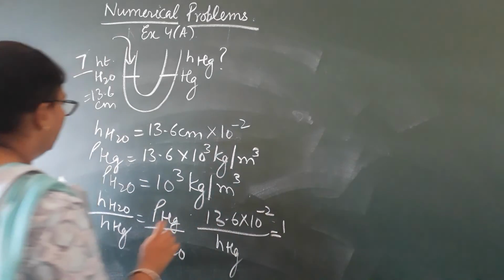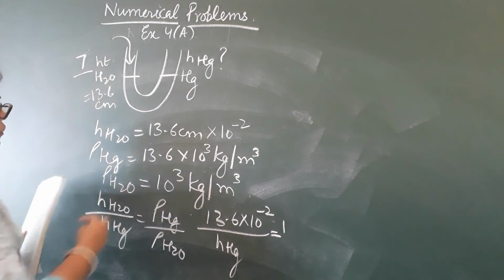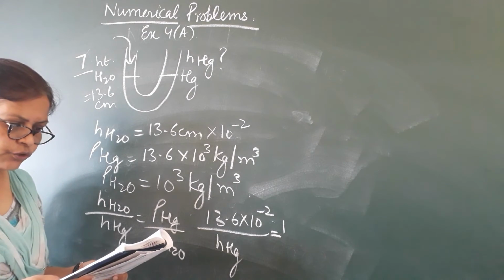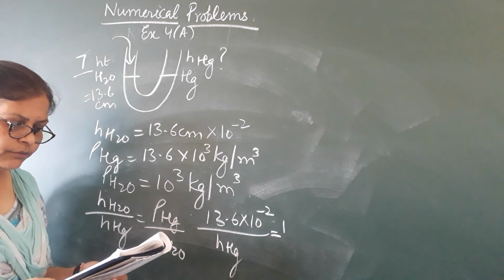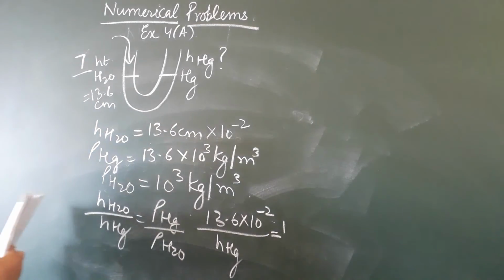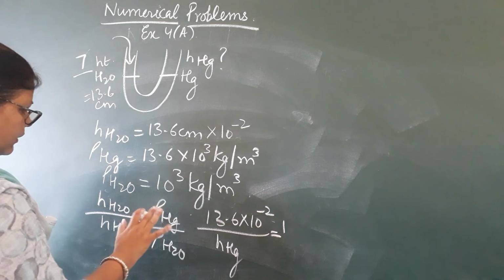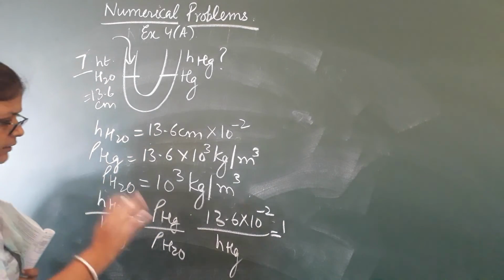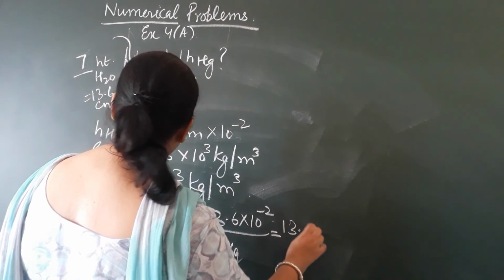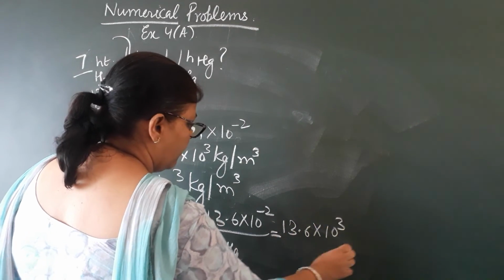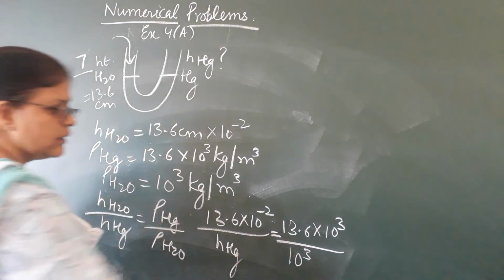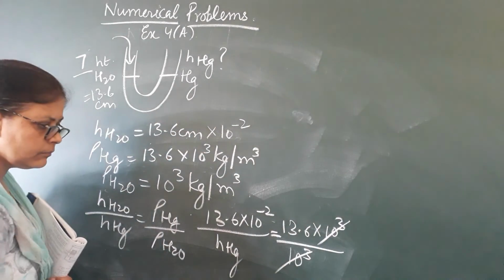I'm sorry, I think I made a mistake. Just a minute, let me cross check the 7th question. If water is poured to a height of 13.6, how much is the rise? Density of mercury, yes, it is correct. So density of mercury is given 13.6, it's correct, into 10 to the power 3, upon density of water, which is 10 to the power 3. Yes children, so this cancels.